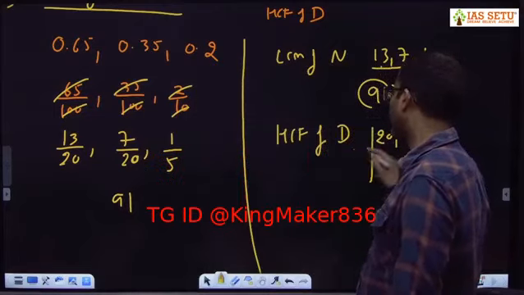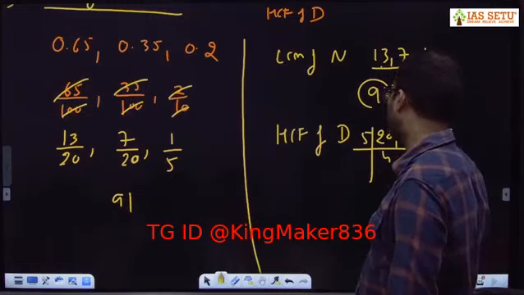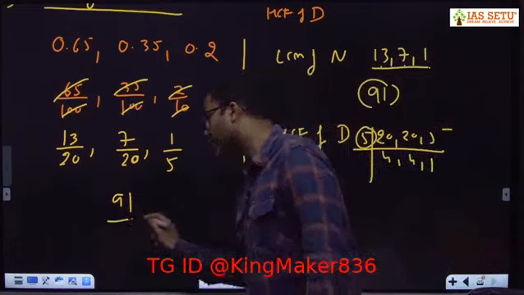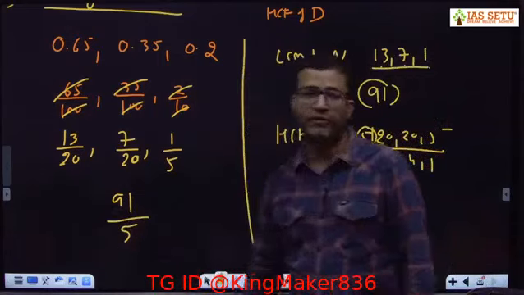Then the HCF of the denominators, the HCF of 20, 20, 5. So we take 5 common. So this is 4, 4, 1. So only 5 is common. So your HCF is 5. So your answer is 91 upon 5.